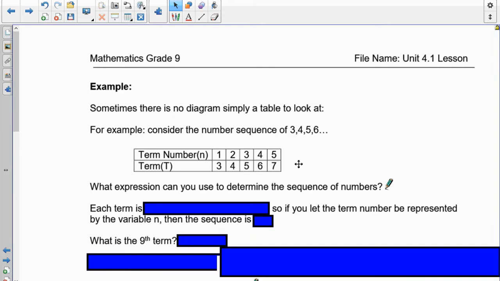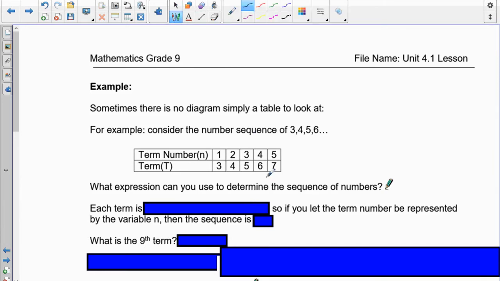Now, the term number is the order that they come in. For example, the term number for n here, this is the first number, and it's a 3. So the term number identifies what order the term is in: the first number, second number, third number, fourth, and fifth, etc. So what expression can you use to determine this sequence of numbers? The question is, how do you get from 1 to 3, 2 to 4, 3 to 5, 4 to 6, and 5 to 7?